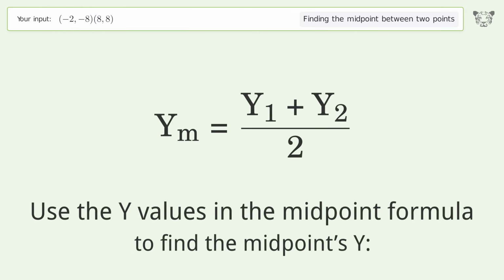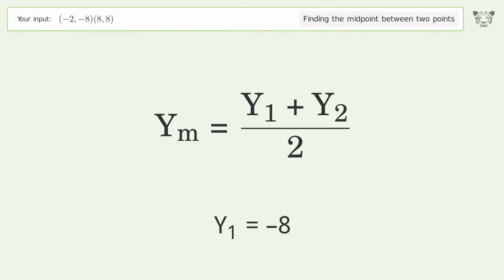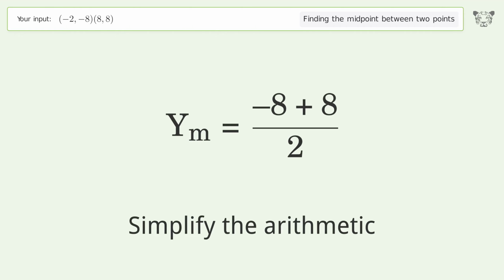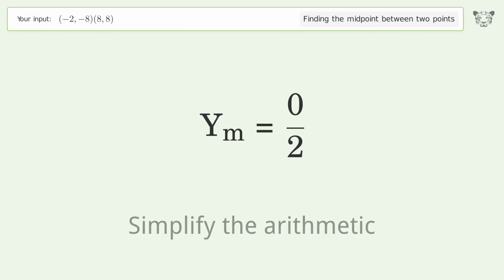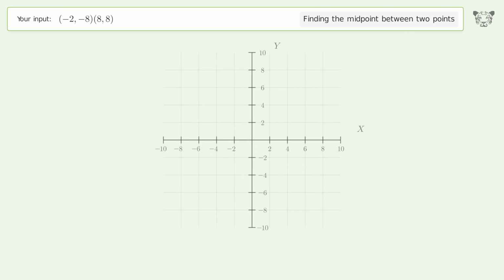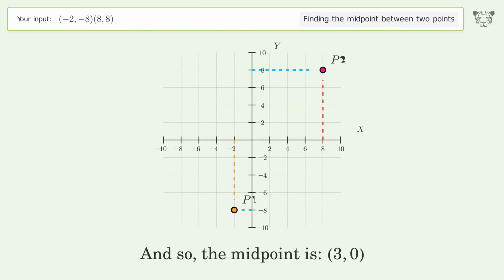Use the y values in the midpoint formula to find the midpoint's y. y1 equals -8. y2 equals 8. Simplify the arithmetic. And so, the midpoint is 3, 0.